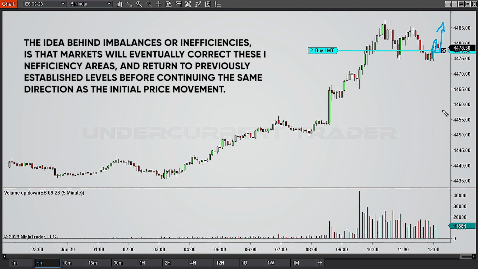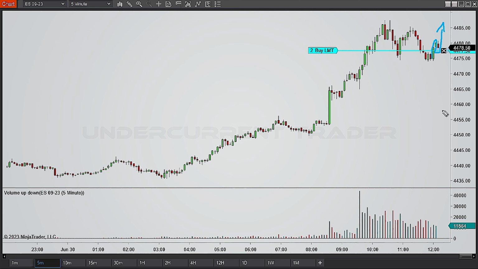So the idea is that by identifying these price action patterns, traders can anticipate potential price corrections and make high probability entries to profit from the market's inefficiencies. Now, my thinking here as far as this particular trading range is concerned is that if the price attempts to balance out the current imbalance zone, it could result in an upward movement.